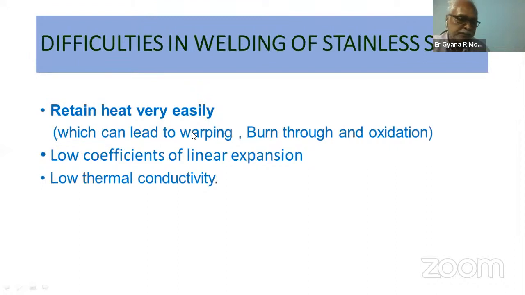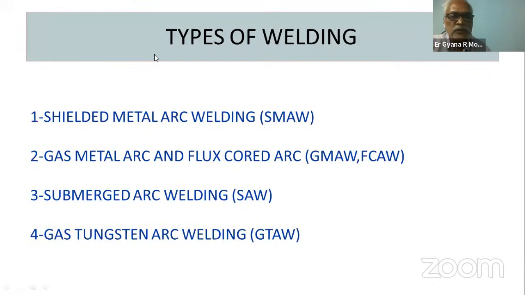However, in thicker sections for our bridges, stainless steel can also be welded with submerged arc welding and all other welding processes, but it is definitely a little difficult to weld as compared to carbon steels. So the types of welding that can be done on stainless steel are exactly like this. We can do it with FCAW or GMAW, that is gas metal and flux core, or shielded metal arc welding.